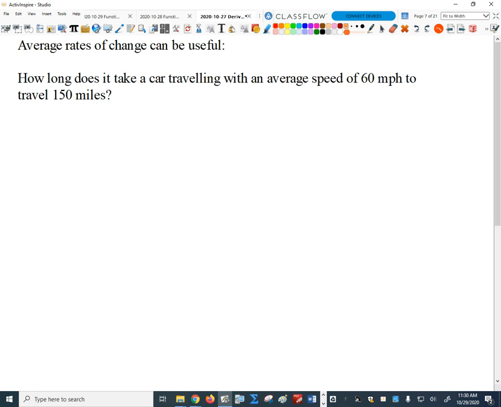Okay, good. So let's go ahead and make a picture, a kinematic picture describing that.